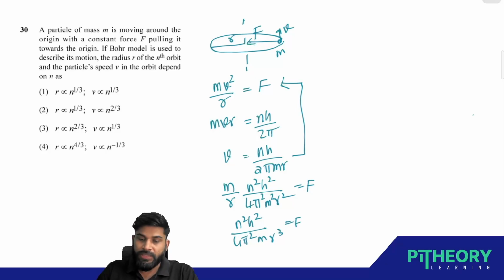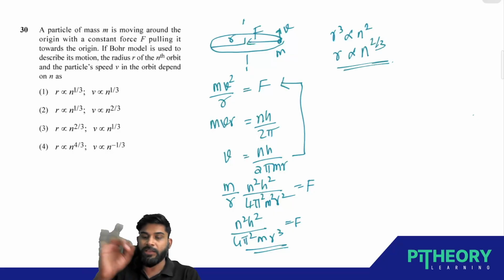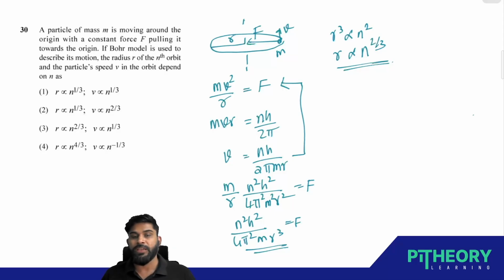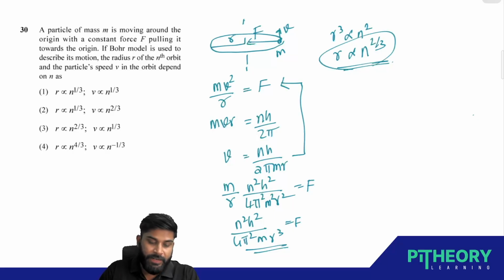So what we are going to see here is r cube is proportional to n square, right? From the equation that we have got, r cube is proportional to n square, so taking the cube root on both sides, r is proportional to n to the power 2 by 3, right? So directly from this itself you can write option number 3 will be the correct option.